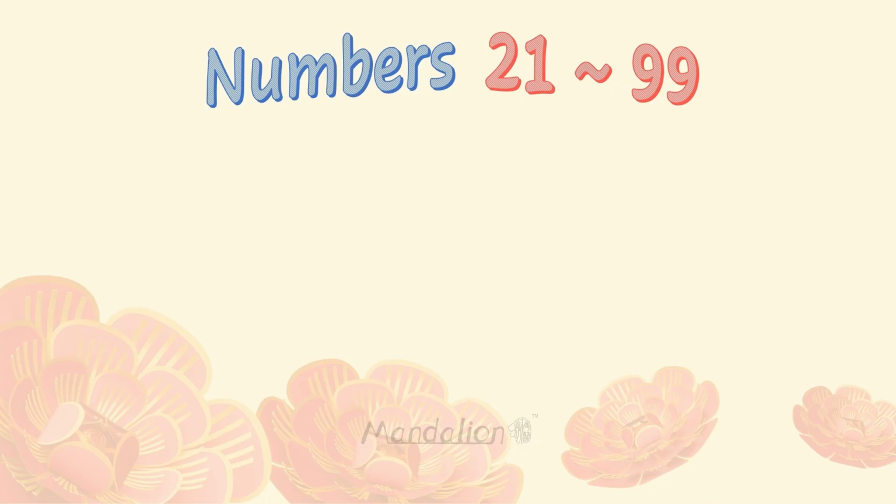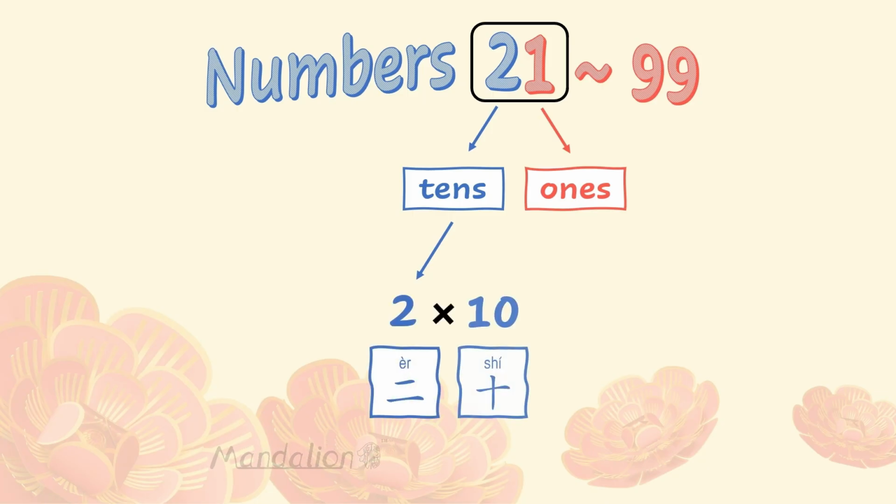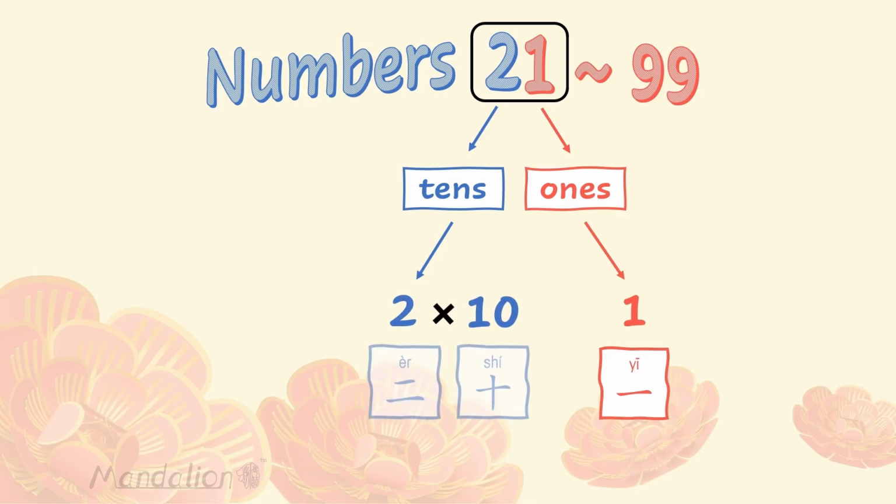Finally, let's learn how to form all the other numbers in between. Once again, apply the tens and ones rule. The number 21 consists of 2 tens and 1 one. As we have just learned, 2 tens or 20 is 二十 and 1 is 一. Therefore, 21 is 二十一.